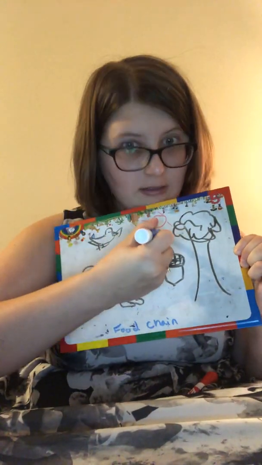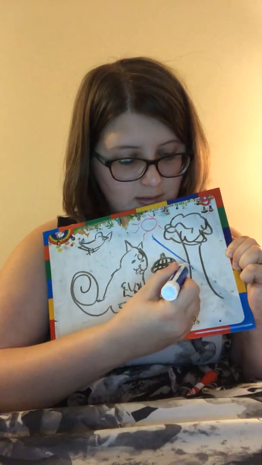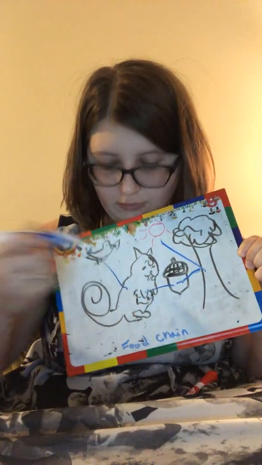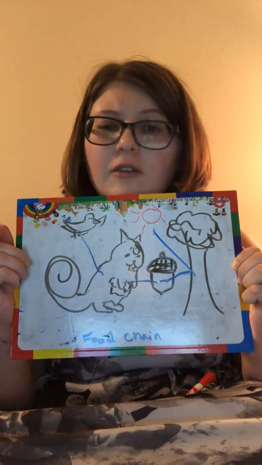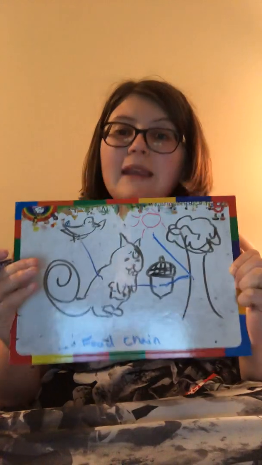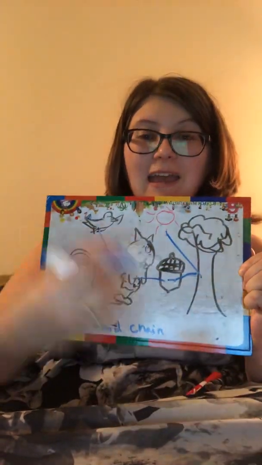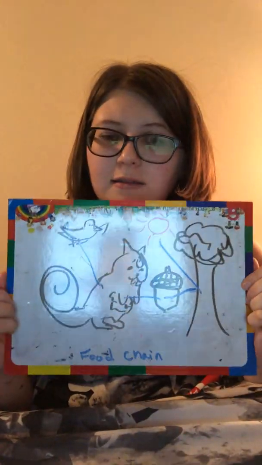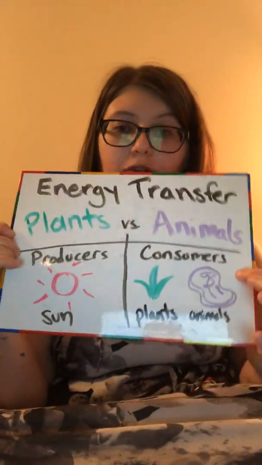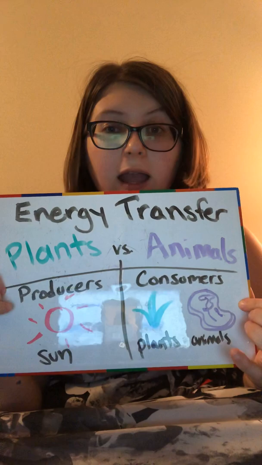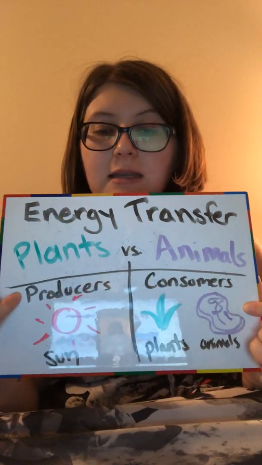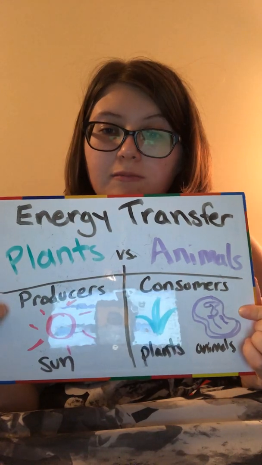So the sun goes to the tree, which makes the acorn, which goes to the squirrel, and the squirrel goes to the hawk. So it's a little chain that links along. So we now know that everything's kind of connected. The producers help the consumers to survive. And the consumers can do things like water the plants and help them survive a little bit more.